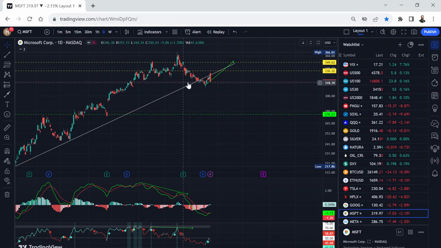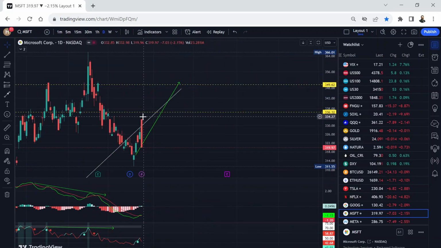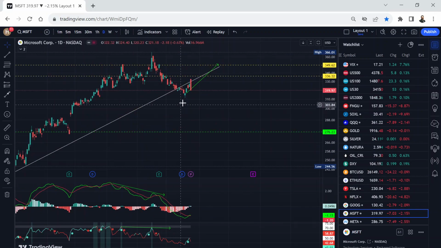Microsoft again came back on the trend line, on top of trend line, then sold off. This could be a fake out move. I think we're getting ready for a pump.